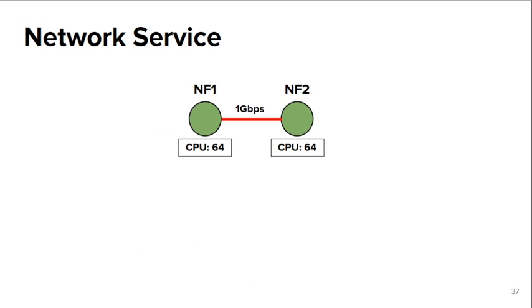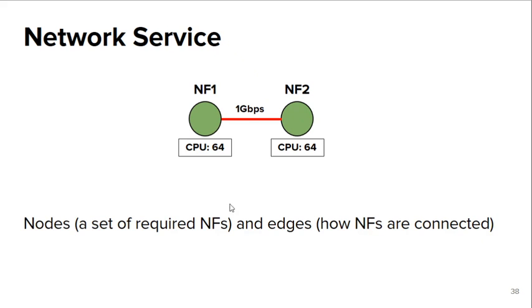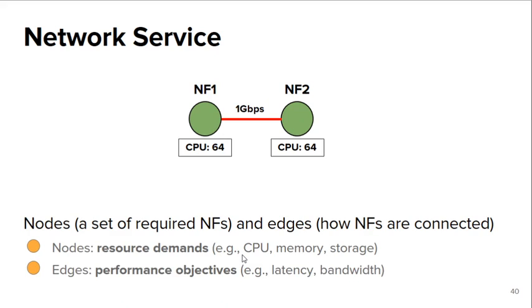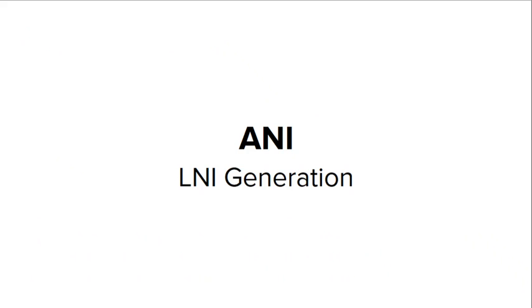A network service is deployed or instantiated over the network infrastructure. A service specifies one or more nodes, that is, a set of required network functions, and edges, how network functions are connected. Nodes include resource demands, for example, CPU, memory, storage, and edges contain performance objectives, for example, latency and bandwidth.